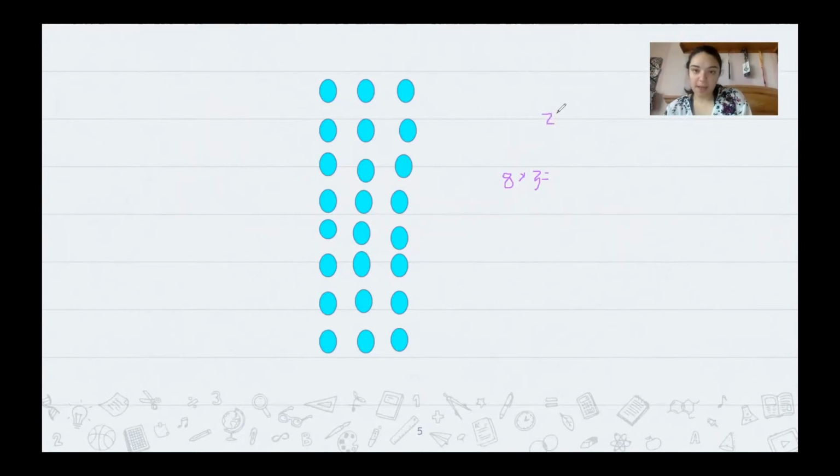Let's double check that by using our array to skip count. So I have the first row, 3, 6, 9, 12, 15, 18, 21, and 24. So now we have that 8 times 3 is equal to 24. Perfect. Let's go ahead and move on to the next problem.